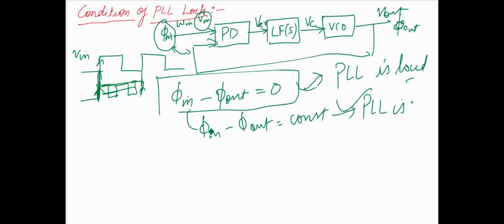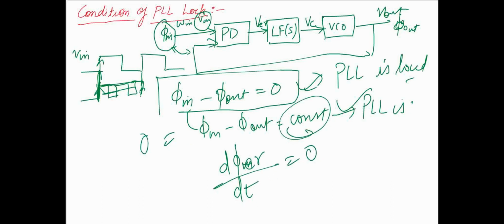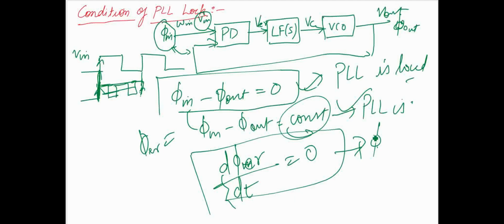So we can say that d(phi error)/dt equals 0, because phi error is constant, and the differentiation of a constant is 0. So this is one condition for the PLL to be locked. Another, second condition is that omega in should be equal to omega out.